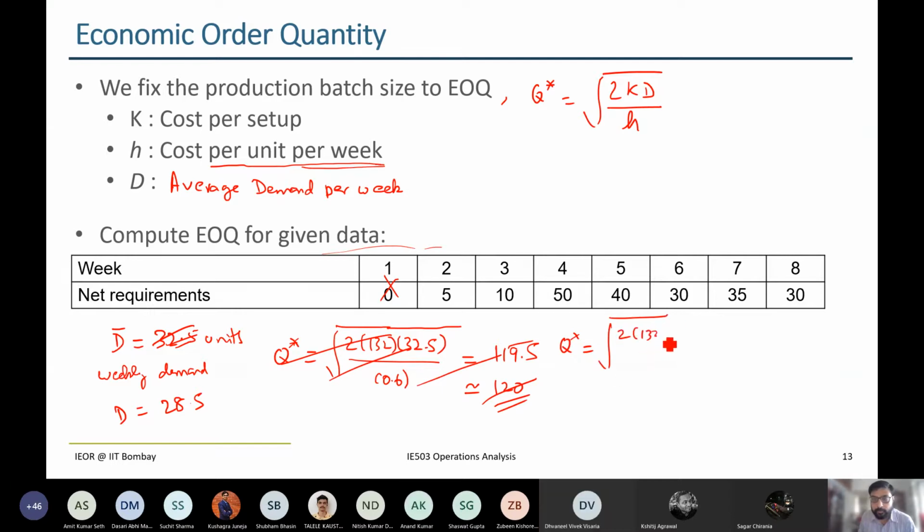So 2 into 132 into 28.5 by 0.6. One of you can just help me out here. 2 into 132 into 28.5 by 0.6.